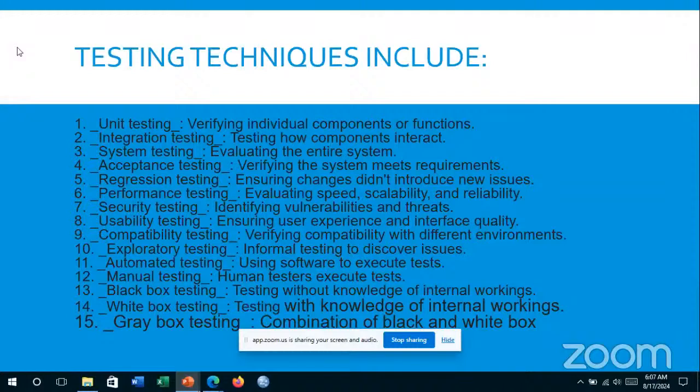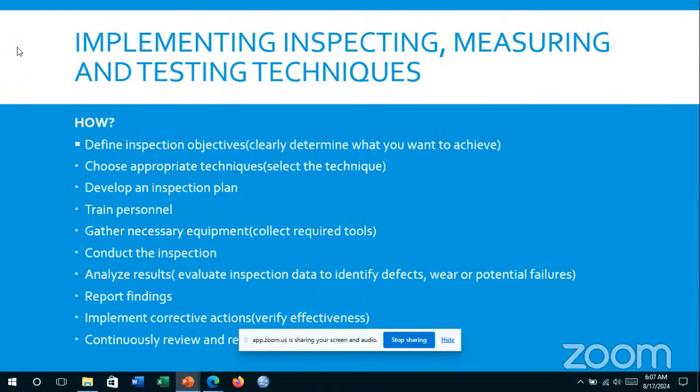Now, when we are to implement inspecting, measuring, and testing techniques, how can we do that? We can do it by defining inspection objectives. You have to clearly determine what you want to achieve. Choose appropriate techniques. You have to select the technique to use. You have to develop an inspection plan.